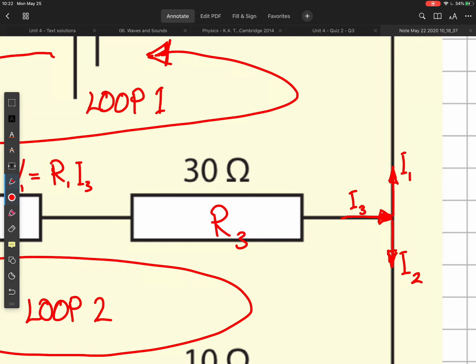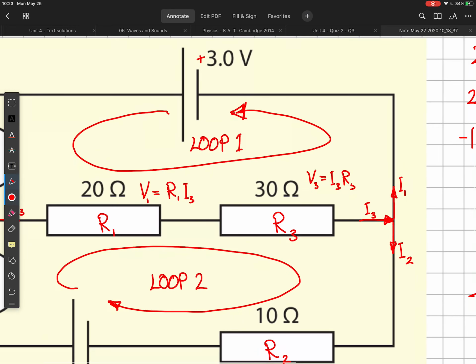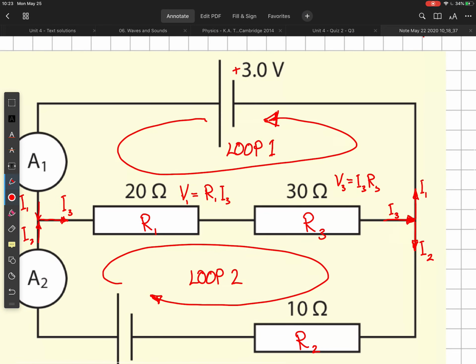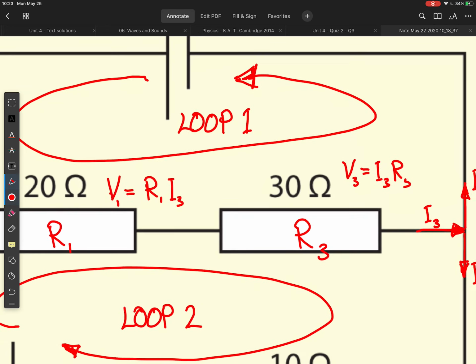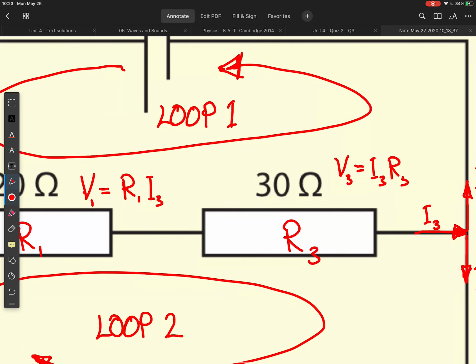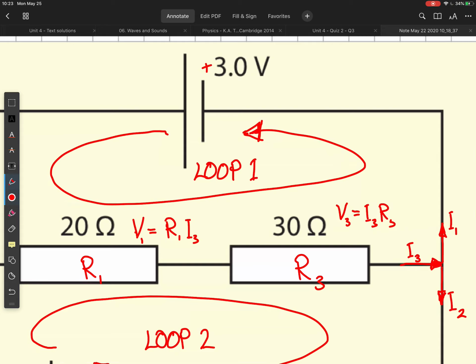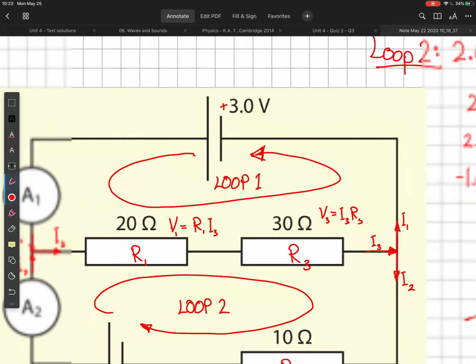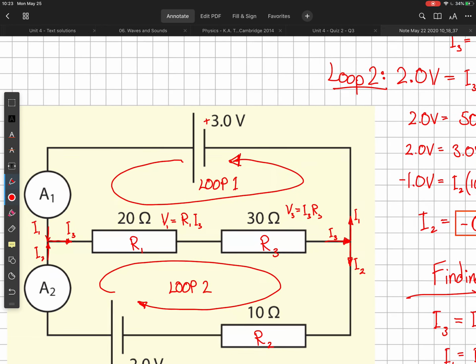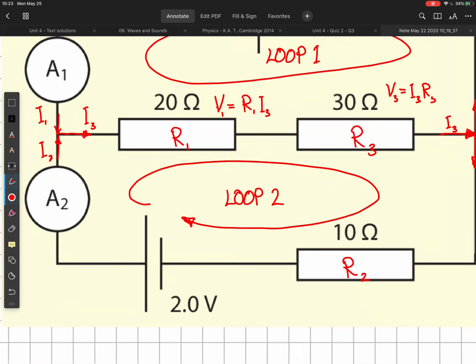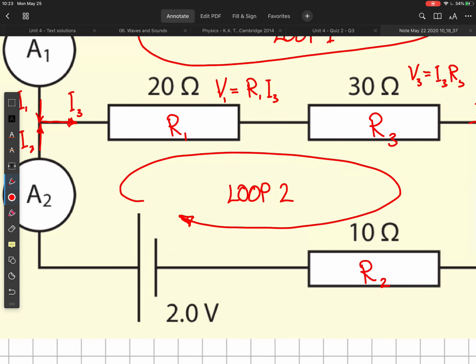Okay, so V sub 3 for resistor 3 similarly is going to equal I sub 3 times R sub 3. And this, of course, is according to Ohm's law. Okay, so the sum of these two voltages should equal 3 volts according to Kirchhoff's law. So we then look at loop number 2.